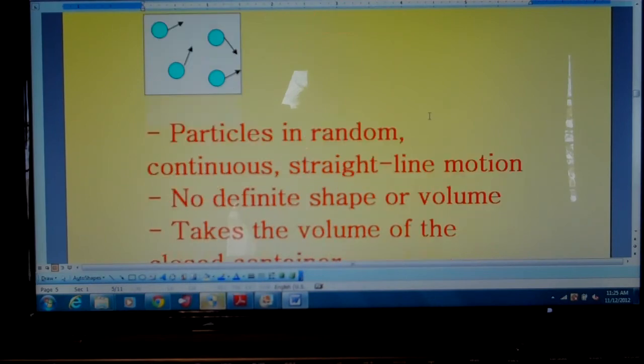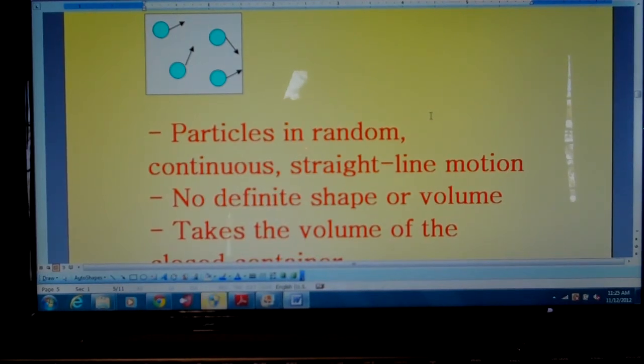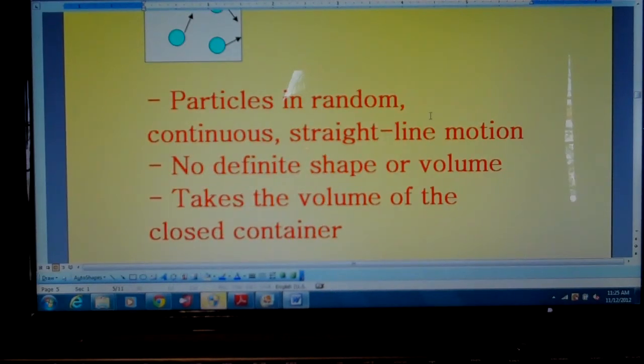We say that gases do not have a definite shape, they do not have a definite volume, meaning if I put it in one container to another, the shape of the gas would change because the gas always fills up its container. That's why it doesn't have a definite volume. So it takes the volume of the closed container. So if I take a gas that's in a 5 milliliter container, I put it into a container that's 500 milliliters. That gas went from a volume of 5 milliliters to 500. So it does not have a definite shape or definite volume.